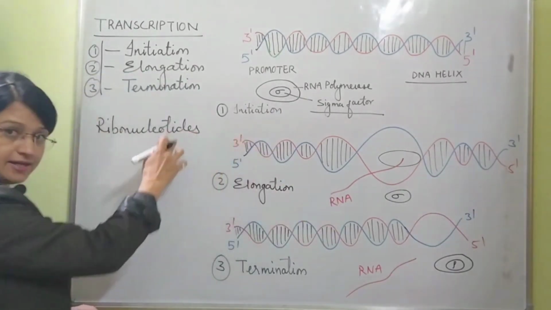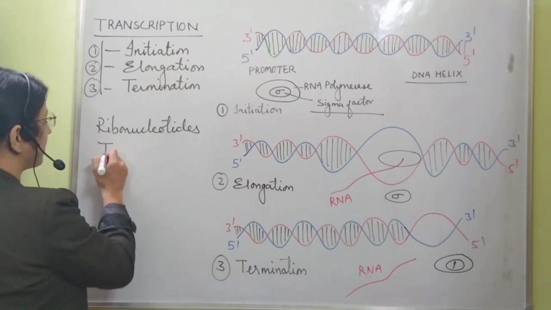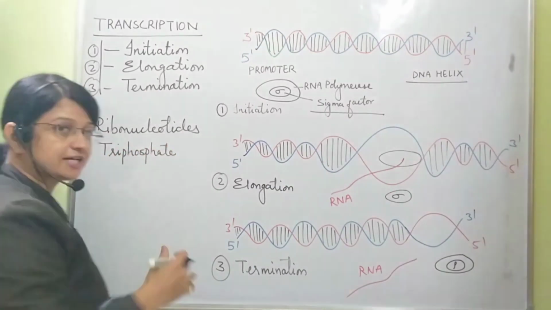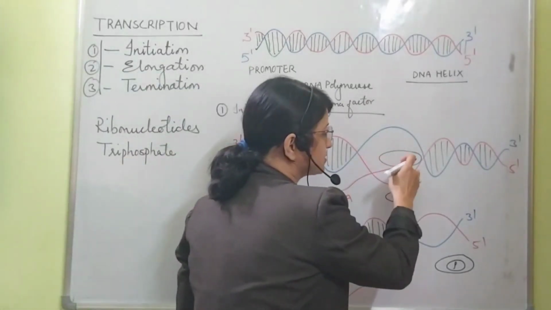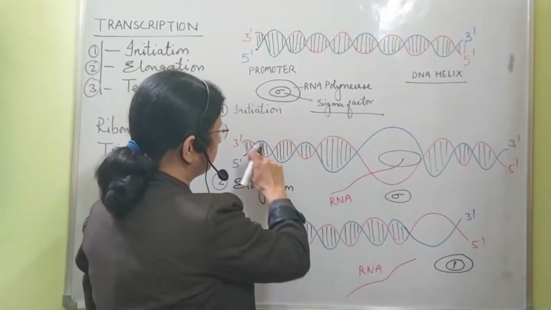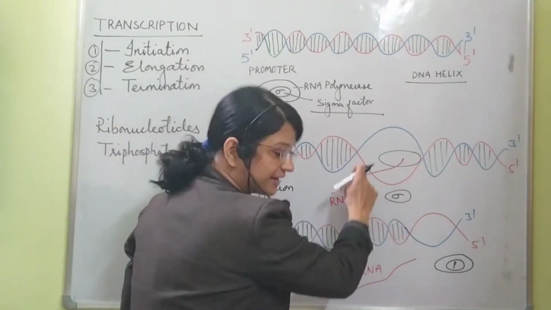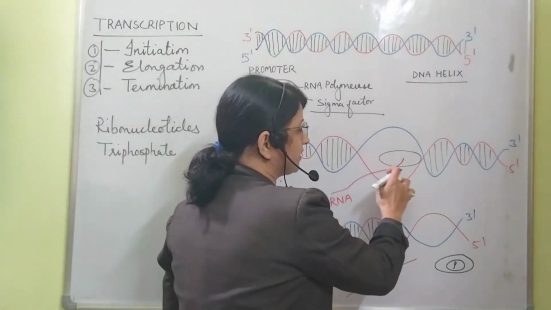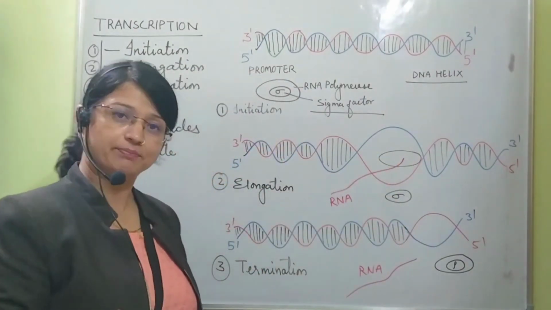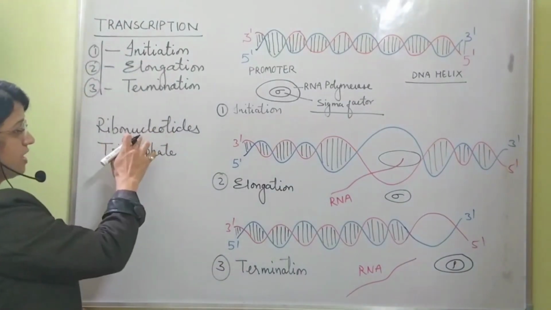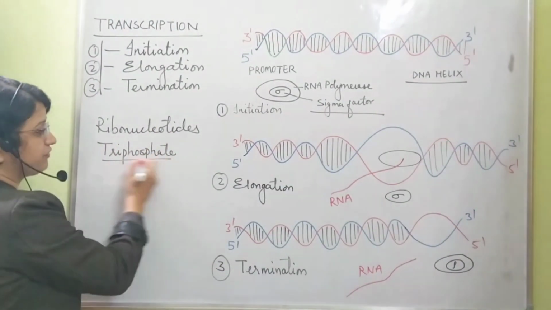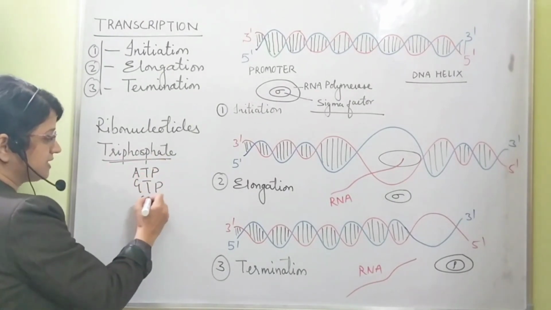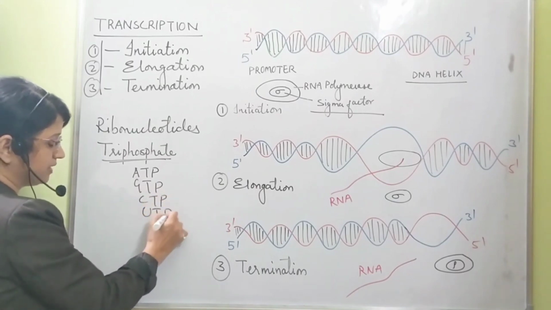So ribonucleotides, which are present in the form of triphosphate, will come and lie opposite to the template strand. This is our template strand, which has been shown with the red color. The ribonucleotides will come and lie opposite to the template strand, or antisense strand. I told you they are present in the form of triphosphate, that is ATP, GTP, CTP and UTP.